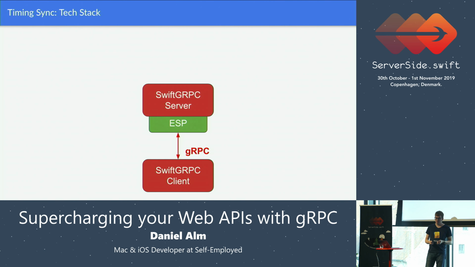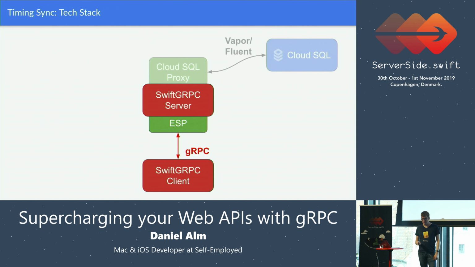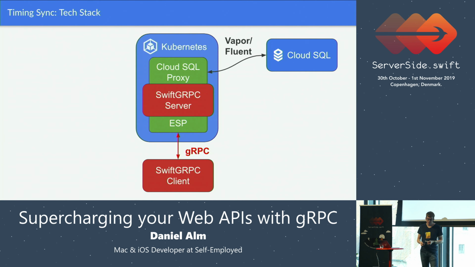Then we actually have the Swift gRPC server running in the cloud and serving all of this. The database access is done through Cloud SQL proxy, so this is all running on Google Cloud, and this essentially proxies to a managed Postgres database, which I am accessing through Vapor and Fluent. And all of this is hosted on Kubernetes. So you just deploy the gRPC server together with the SQL proxy and the endpoints proxy for transcoding. If you need that, you can of course also leave it out.